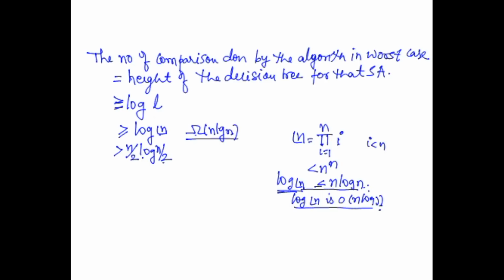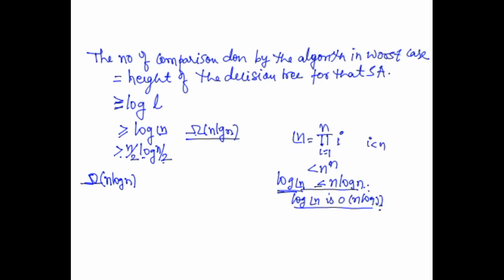When I write the term omega, I can ignore all the constant terms. If I can prove that log of factorial n is greater than n by 2 into log of n by 2, this implies that for any comparison based sorting algorithm, the number of comparisons done by the algorithm will be at least n by 2 into log of n by 2, which would imply that the lower bound for any comparison based sorting algorithm is n log n.